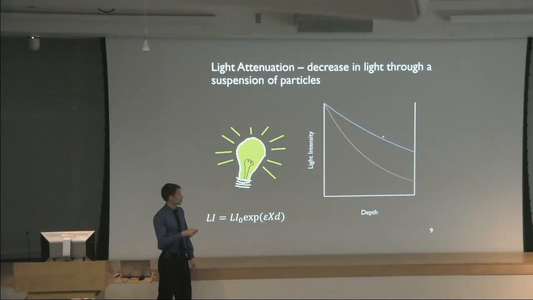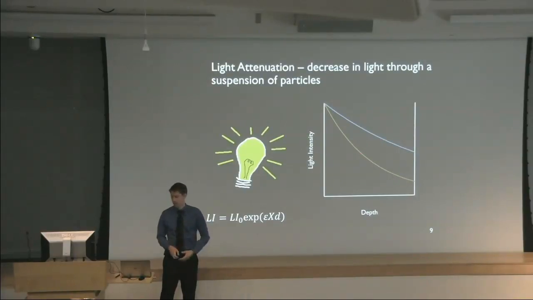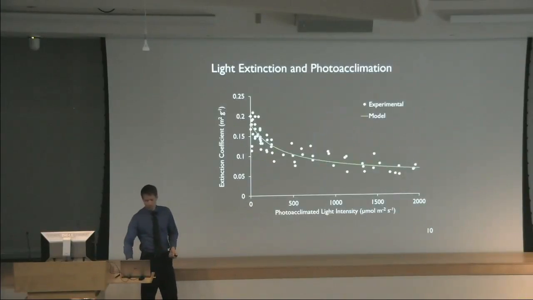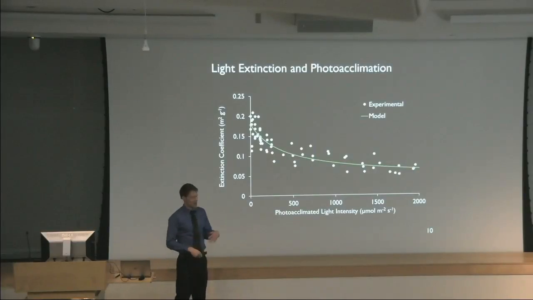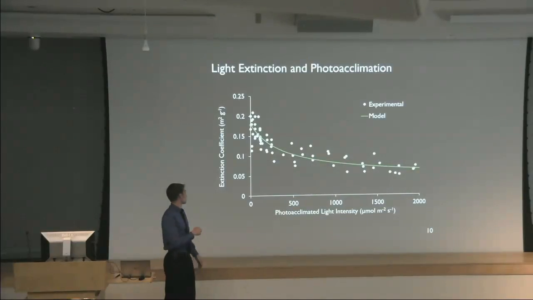So as the culture grows more concentrated, as they grow, there's more biomass in the system, the attenuation profile moves in this direction. Similarly, if the extinction coefficient changes, it would transition in this direction. So here I've measured this extinction coefficient. The extinction coefficient is plotted on the y-axis. I did that by shining a light through a petri dish of culture and measuring how much light passes through that. And I measured that for cultures acclimated to a wide range of light intensities.